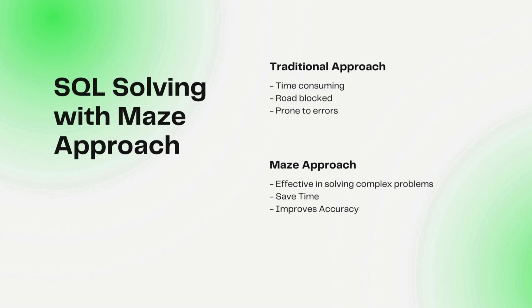Now coming to the maze approach, it is effective in solving complex problems. Why? Because you are working backwards from the output. You can divide your complex problem statement into smaller problems and solve one at a time by applying specific SQL commands on those small problems. It saves time because building logic takes time. But with this approach, you can start solving SQL queries within the next few minutes. It also improves your accuracy. As and when you are implementing this approach, you will see that your accuracy also will increase.